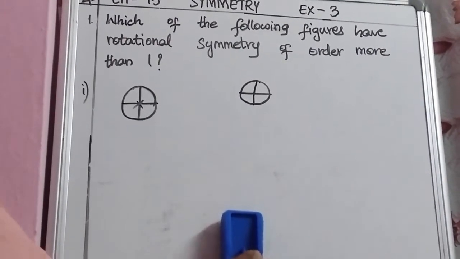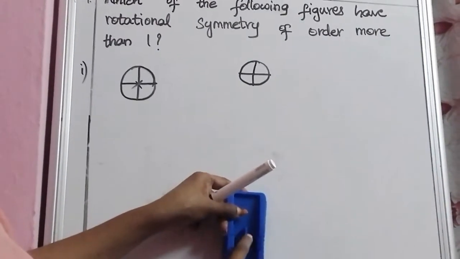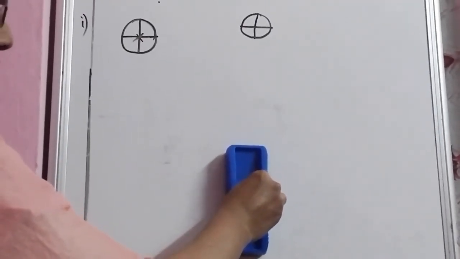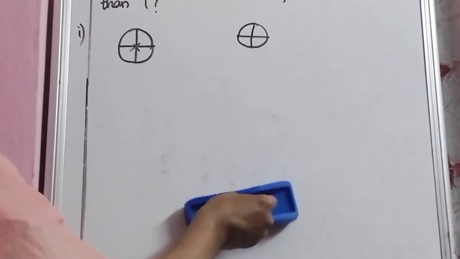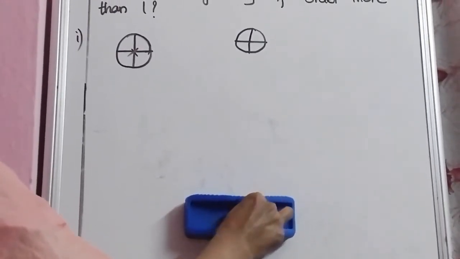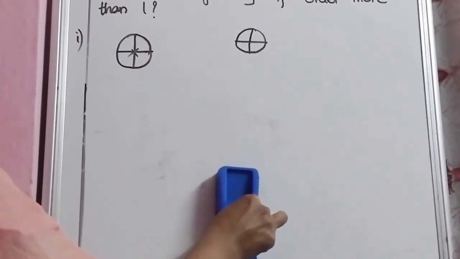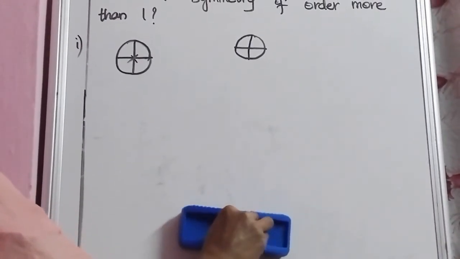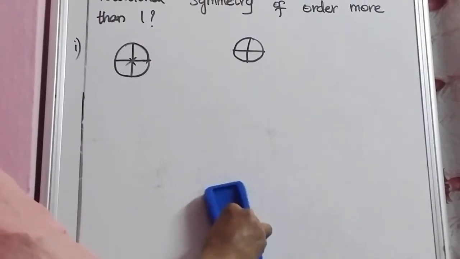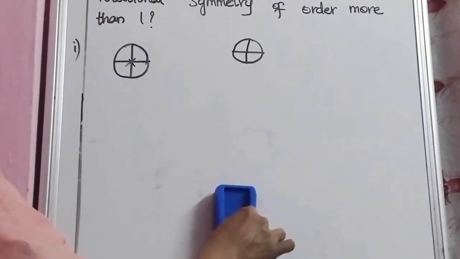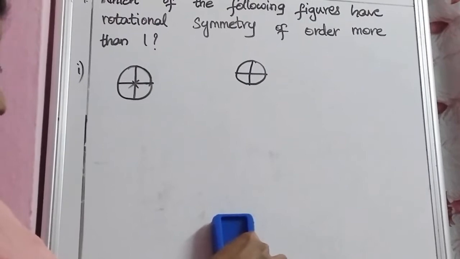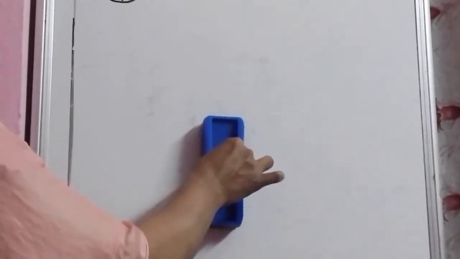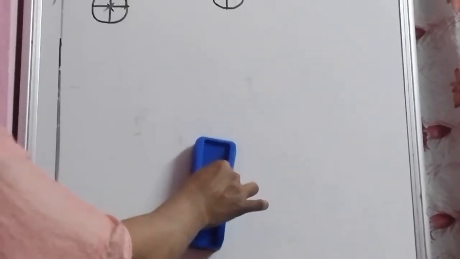Okay. So if this is the center of rotational symmetry, now when I rotate, see, this is 90 degrees. Then this is 180 degrees. And this is 270 degrees. And this is 360 degrees. So we started with this shape and we are able to get this shape twice. So the order of this is 2.